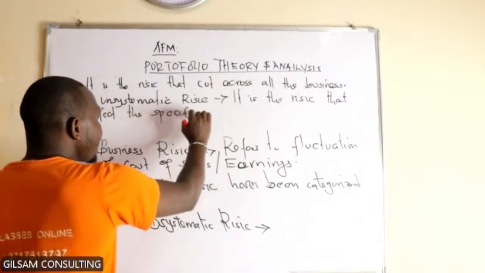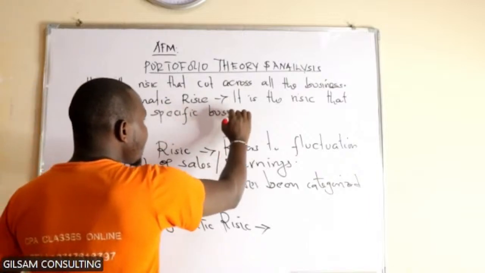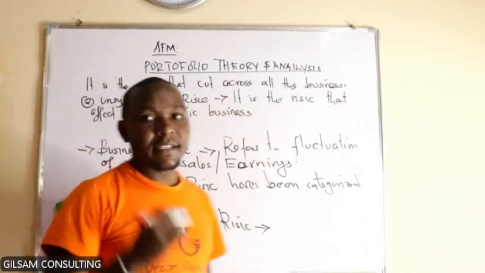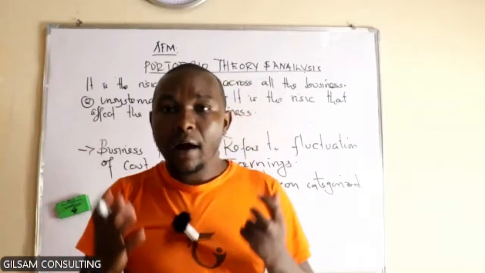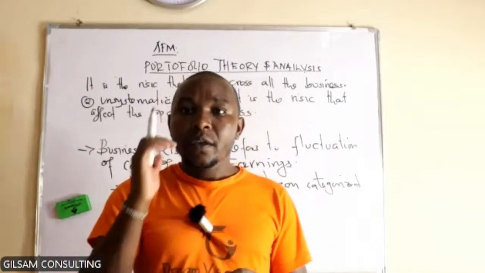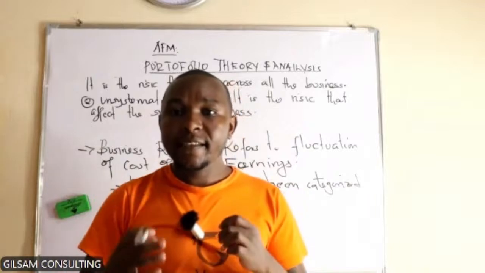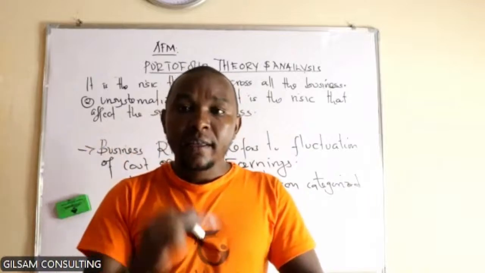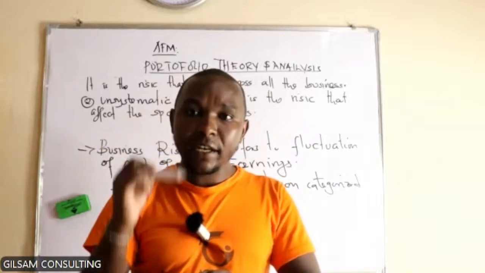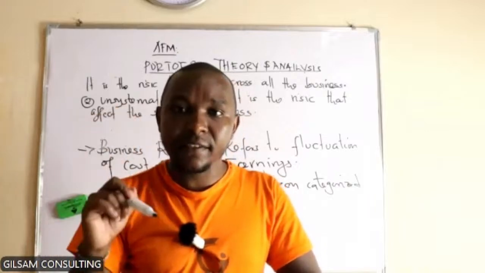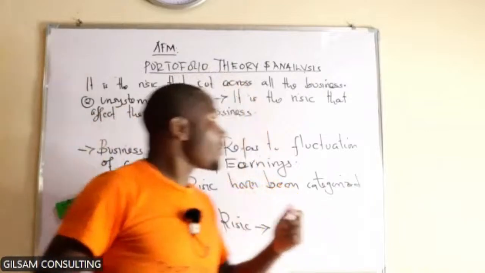Number one, required the weight of the two companies for the minimum variance portfolio, the expected return for the minimum variance portfolio, and the risk. Unsystematic risk is the risk that affects the specific business, for example employee turnover in a company, and it is only affecting that business, not every business.